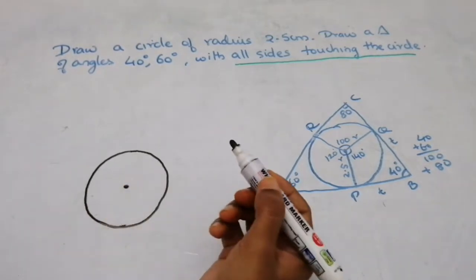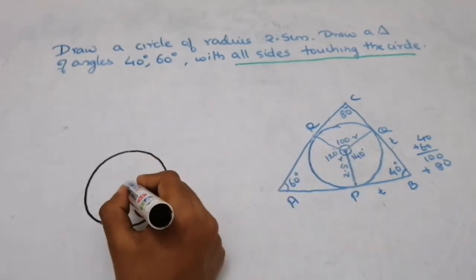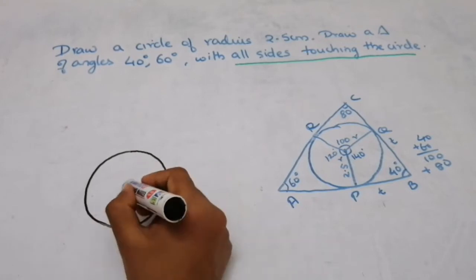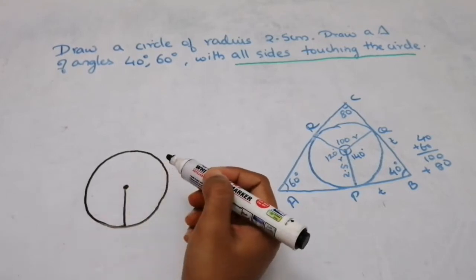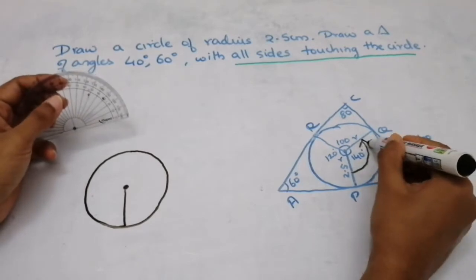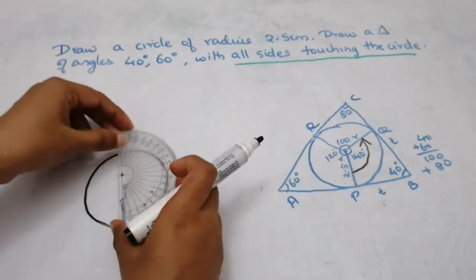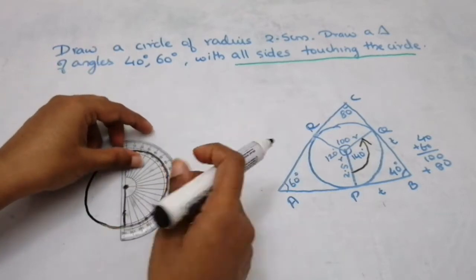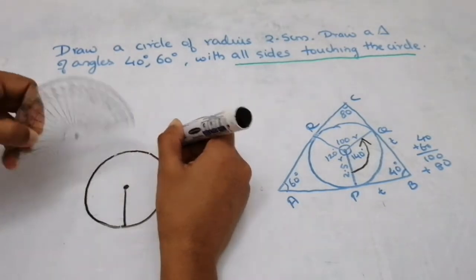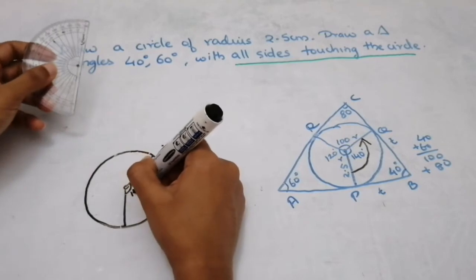Mark the center of the circle, and the radius must be 2.5. With 2.5 you have to draw the circle. Okay, and mark a straight line 2.5. Then you have to take your protractor. We can start from here again. First 140 degree. So see, my line is like this, so I'm keeping on this side 140 degree. 0, 10, 20 up to 140 degree. So your 140 is here. Join this one, and first you mark 140.